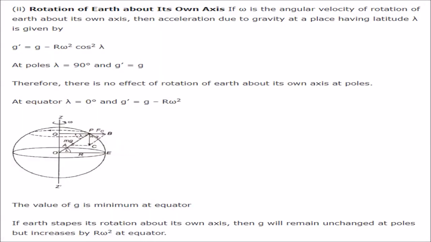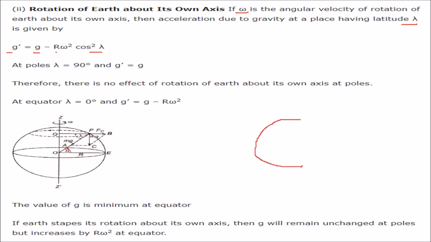Next, the rotation of earth about its own axis. If you take omega as the angular velocity of rotation of earth about its axis, we know that the earth rotates about its axis. So the acceleration due to gravity at a place having a latitude, say lambda, is given by g dash equals g minus r omega square cos square lambda. This is the angle lambda.